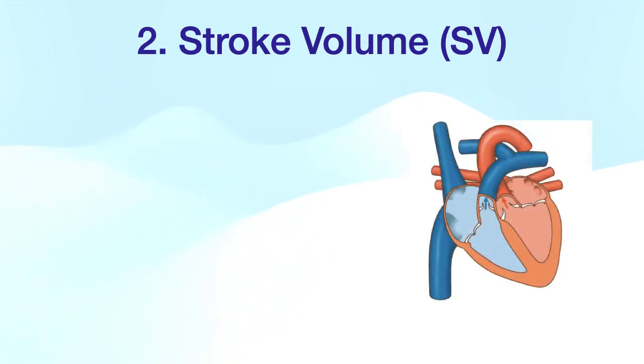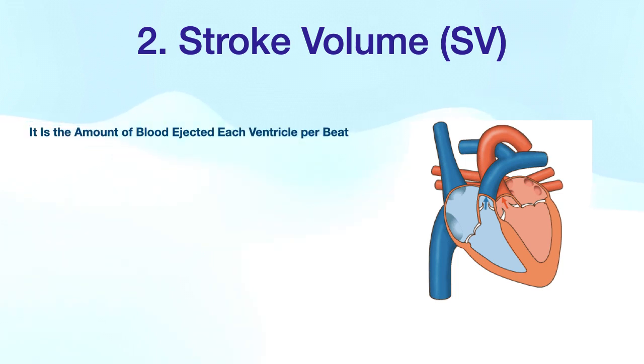The second terminology is stroke volume. Stroke volume is very similar to cardiac output because it is the amount of blood ejected by each ventricle per beat. The only difference is the first was per minute, so stroke volume is per beat, whereas cardiac output is usually expressed per minute. The normal value here is 70 ml.